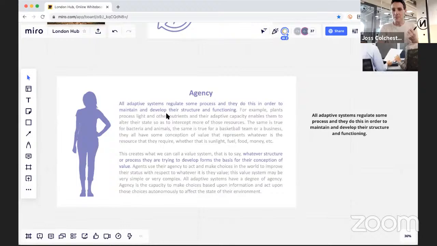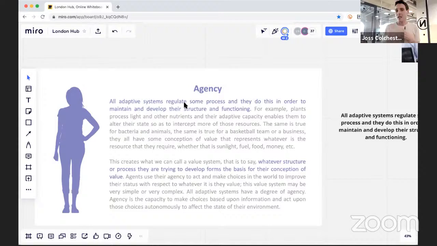And the idea is that what they're doing is trying to regulate themselves and their environment, because they're trying to maintain and develop their structure and function. For example, plants process light and other nutrients, and their adaptive capacity enables them to alter their state so as to intercept more of those resources. So when the plant moves from left to right, it's doing that for a reason, to get more light, because that's what's going to help it develop its structure and functioning. So it's making choices for a particular reason.